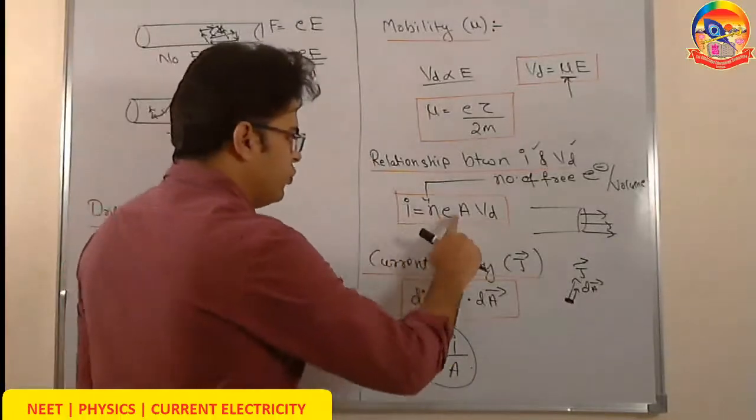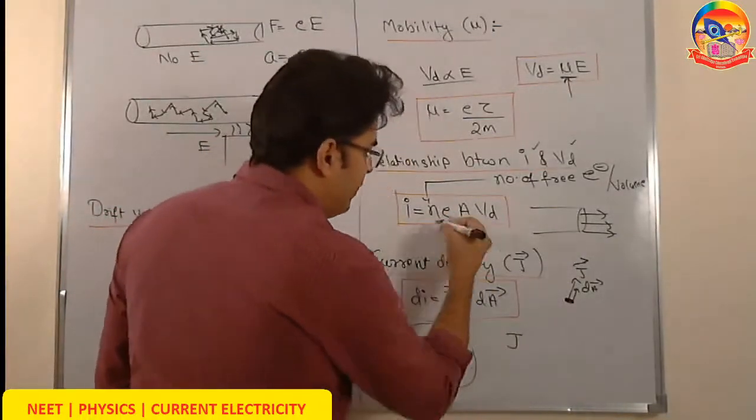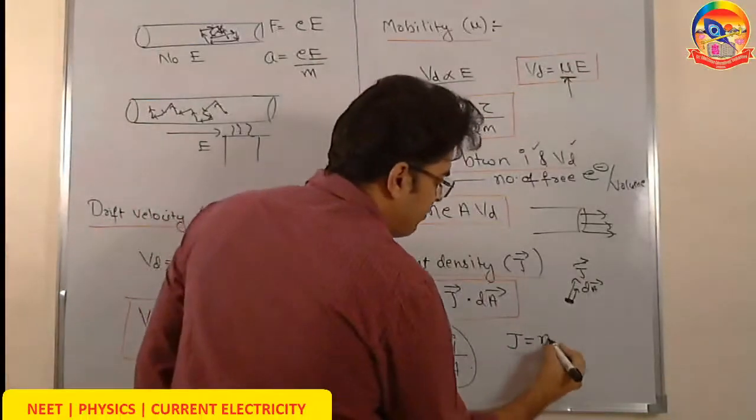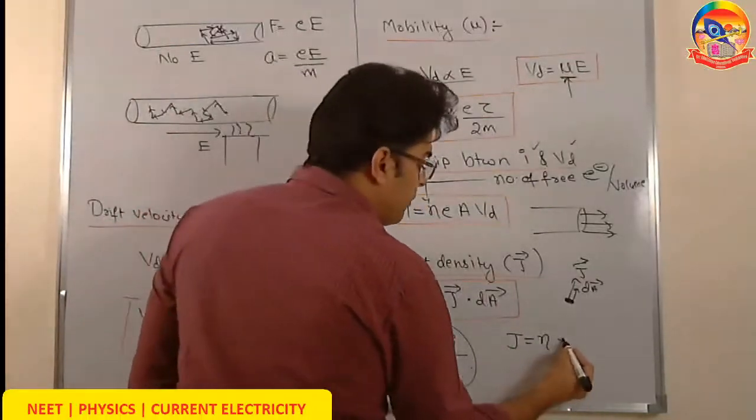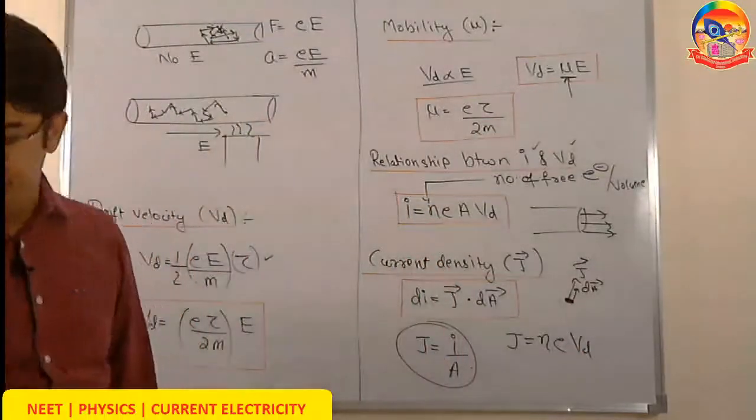From here also you can write current density. You can see that I by A equals n e v_d. So current density can also be written as the number of free electrons per unit volume multiplied by the charge on one electron multiplied by the drift velocity.